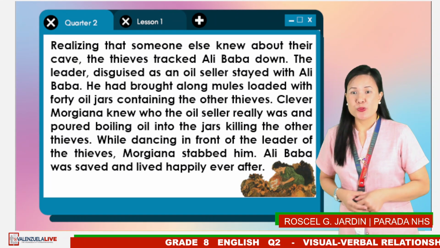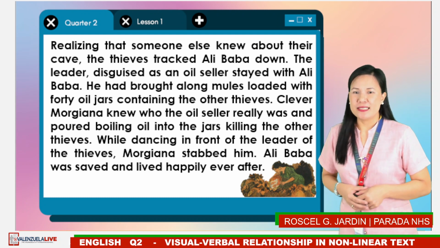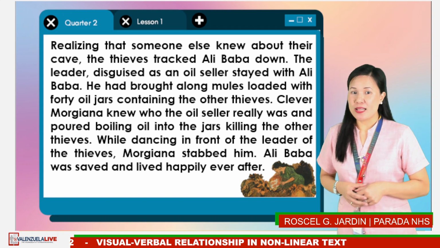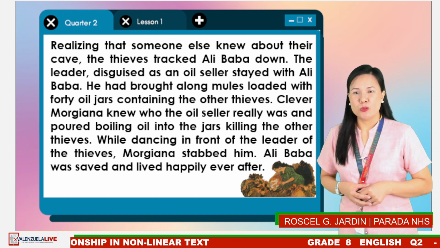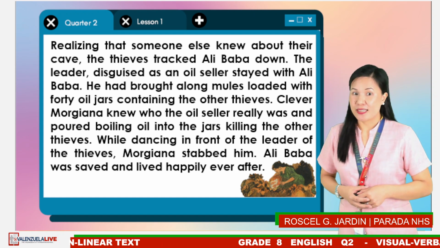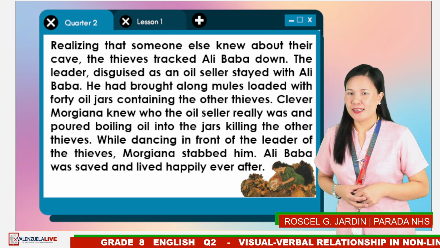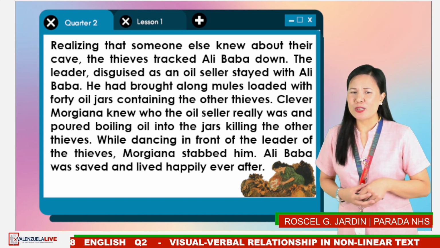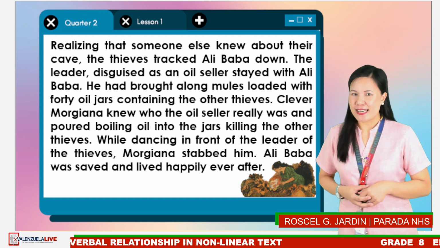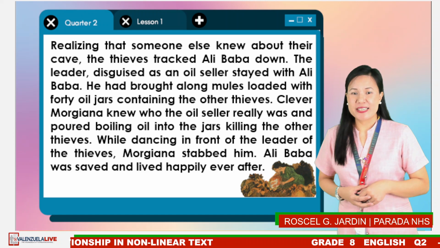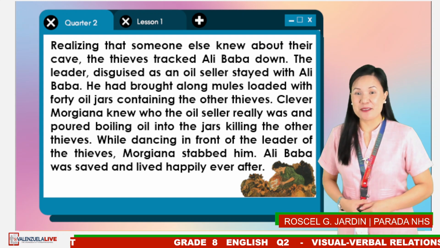Realizing that someone else knew about their cave, the thieves tracked Alibaba down. The leader, disguised as an oil seller, stayed with Alibaba. He had brought along mules loaded with 40 oil jars containing the other thieves. Clever Morgiana knew who the oil seller really was and poured boiling oil into the jars, killing the 40 thieves. While dancing in front of the leader of the thieves, Morgiana stabbed him. Alibaba was saved and lived happily ever after.